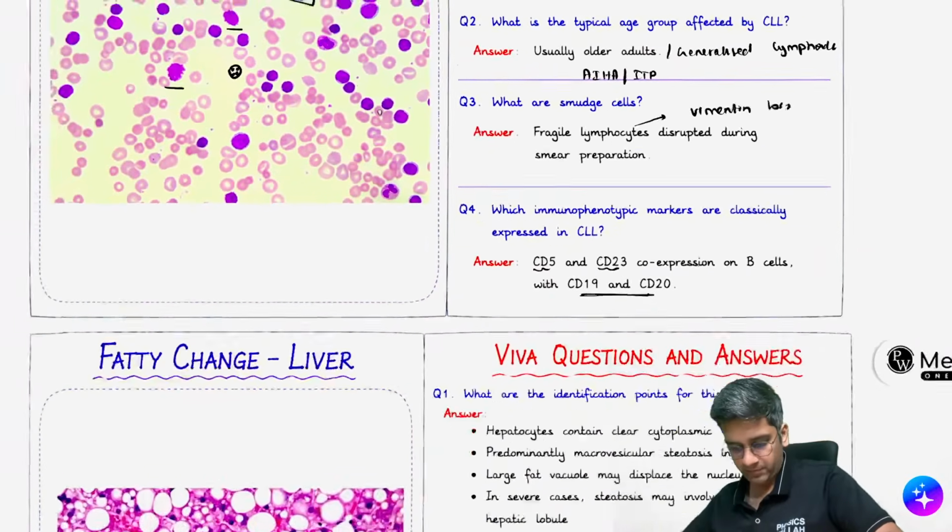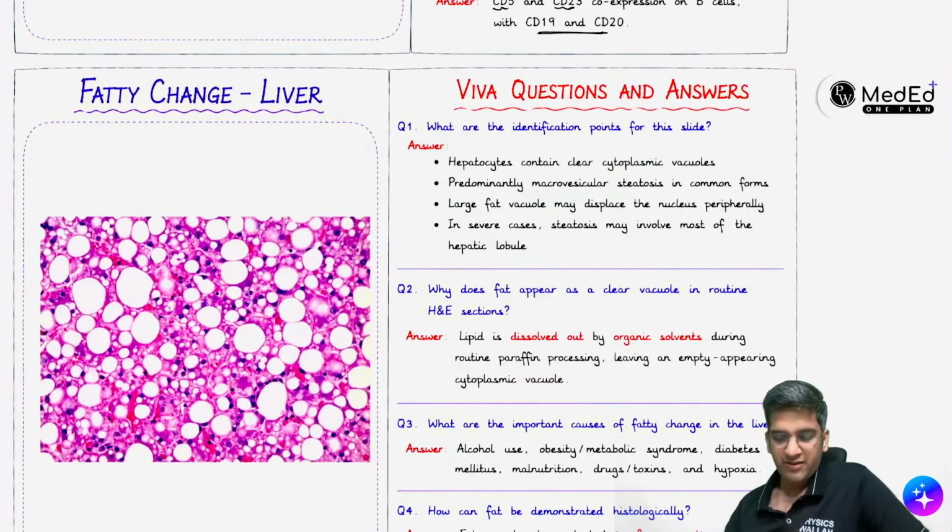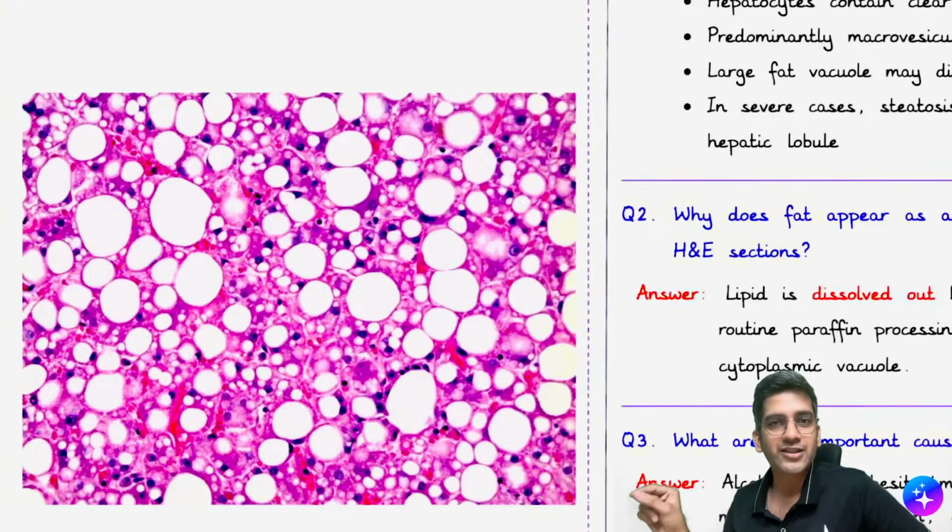Now, let's look at a few of the histopath slides. Fatty liver. Something which every undergraduate can identify, right? Very easy one. You don't need to look at the slide outside or the number to identify fatty liver, right?